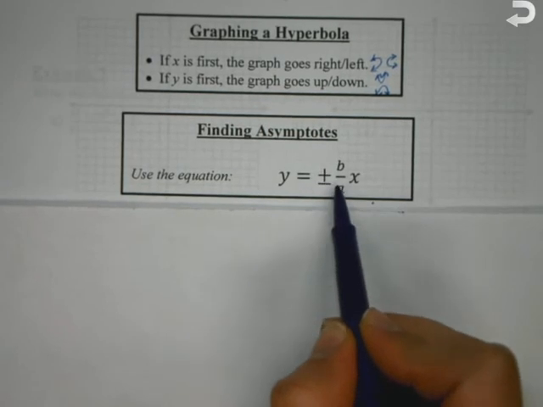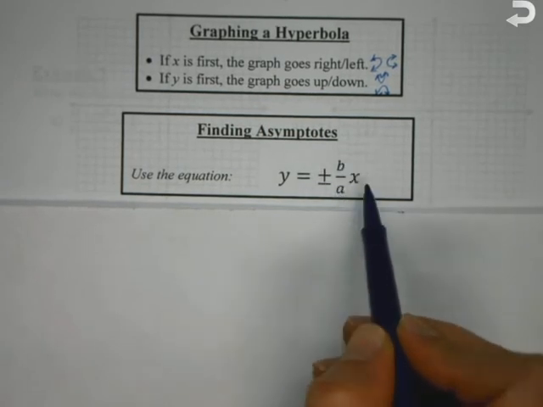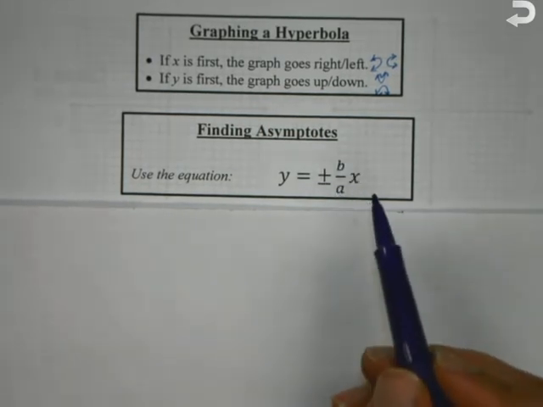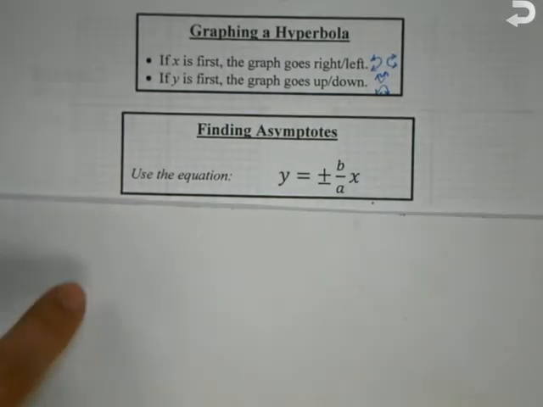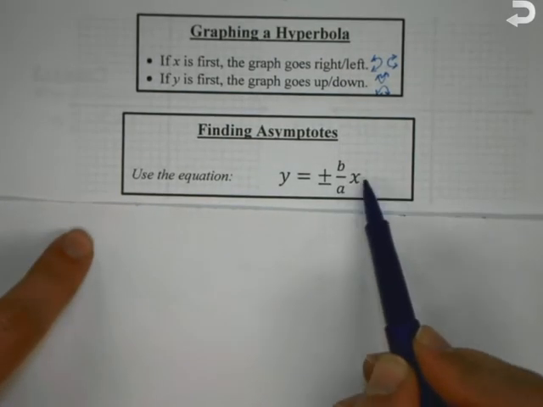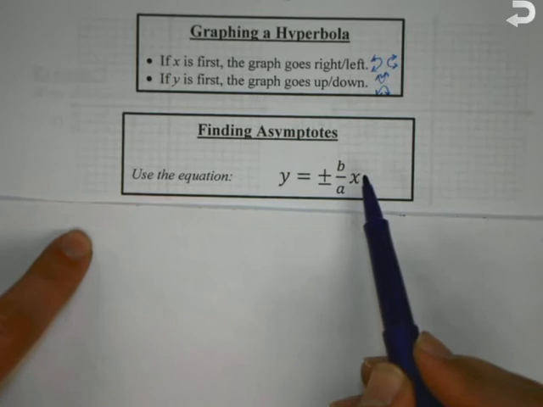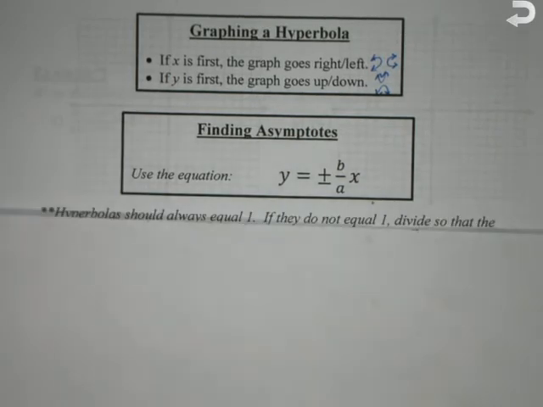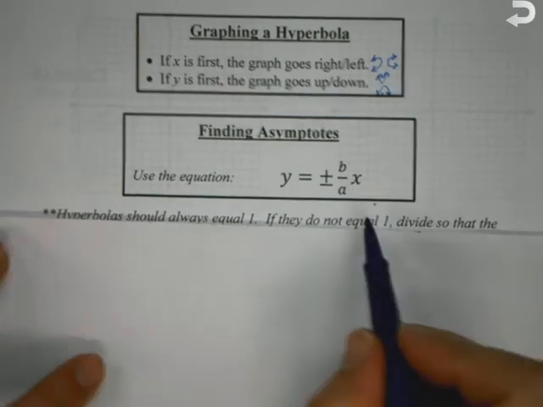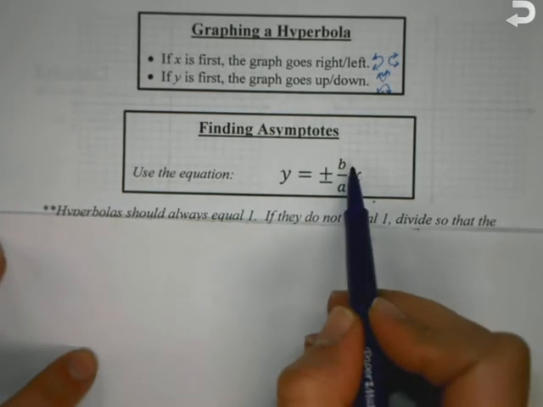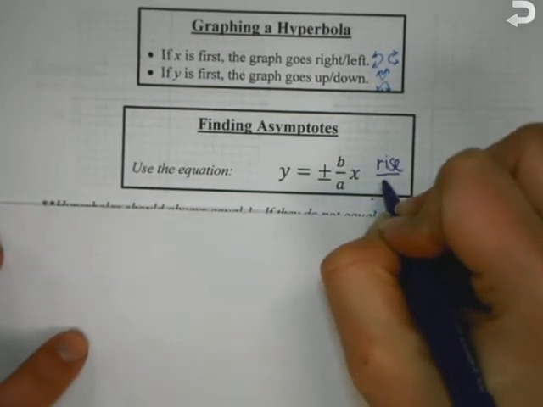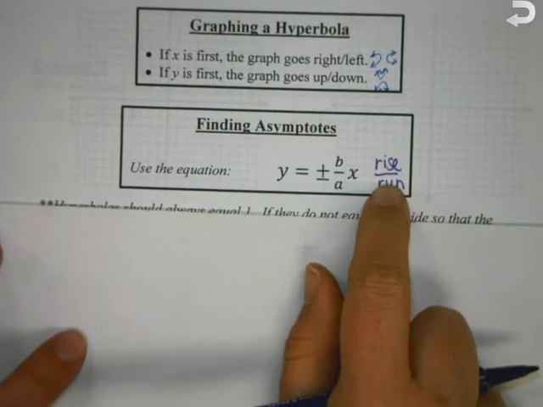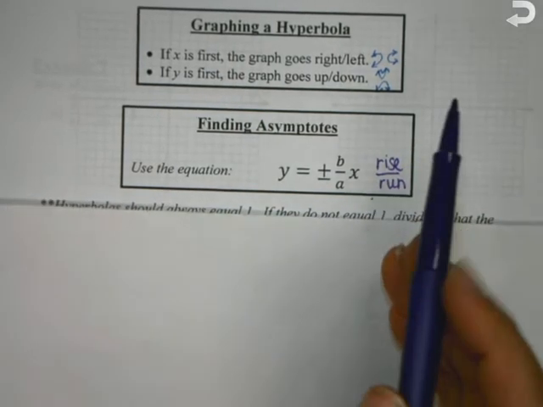So how many lines do you think we actually have? Because of this plus or minus, we have two. We have a positive b over a times x and a negative b over a times x. So they're always going to be exactly the same except they mirror each other. Okay? You will always use this. B always comes on top, so just kind of think of it as rise over run. Remember rise over run? The y comes first and then the x. So B, what's attached to the y, comes first, and then x is on the bottom.